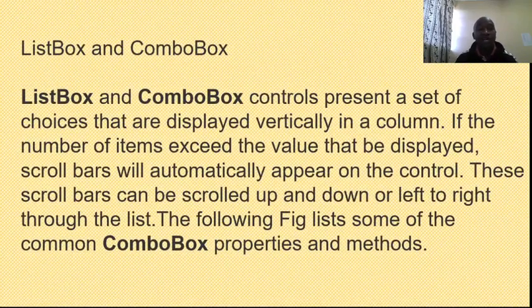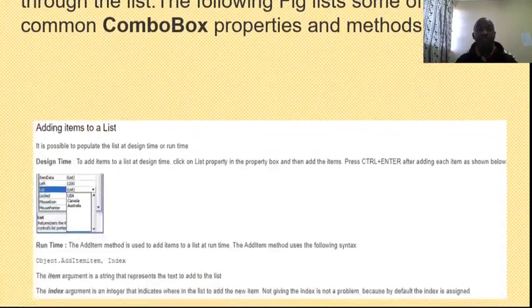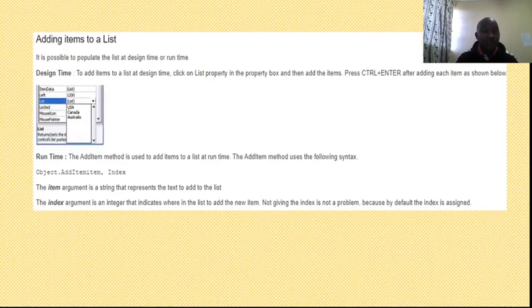Then we have list box and combo box. List box and combo box controls present a set of choices that are displayed vertically in a column. If the number of items exceeds the value that can be displayed, scroll bars will automatically appear on the control. These scroll bars can be scrolled up and down or left to right through the list. The following figure lists some of the common combo box properties and methods. First of all, there is adding items to the list. This is a diagram trying to show you how we can add lists.